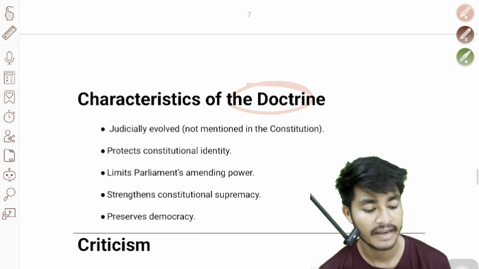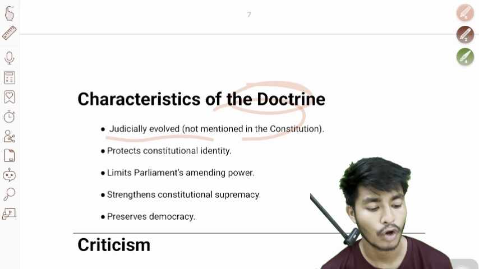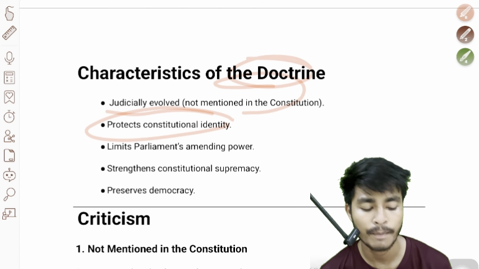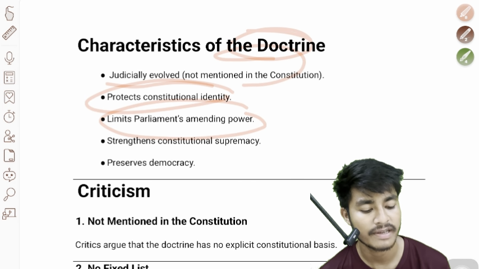First one is judicially evolved, not mentioned in the Constitution. Second one is protects constitutional identity. Third one is limits Parliament's amending power. Fourth one, strengthens constitutional supremacy. And last one, preserves democracy.